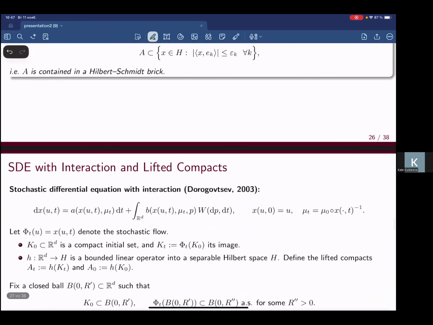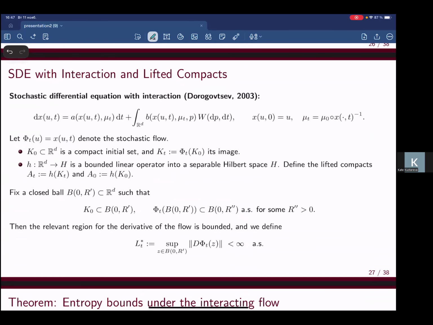So let's go back to the SDEs with interaction. I just want to recall it and let phi denote the stochastic flow generated by this equation. And we start from a compact initial set K_0 in R^d, and we define K_t equals phi_t of K_0 as its image, the image of the compact set under the Arratia flow. And to study the geometry of the evolving compacts, we apply a bounded linear operator H from R^d to H, a separable Hilbert space, and define A_t equals H of K_t and A_0 equals H of K_0.